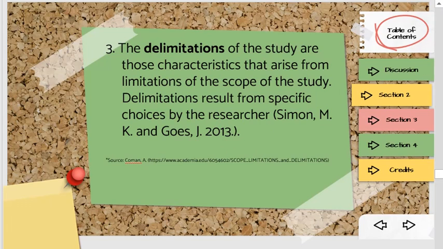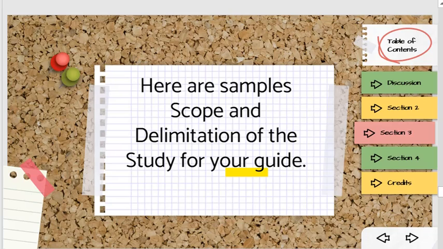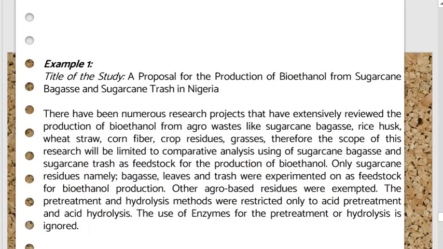And the third one is the delimitations of the study. The delimitations of the study are those characteristics that arise from the limitations of the scope of the study. The delimitations result from specific choices by the researcher. So again, that is according to Simon M.K. and Gose J. 2013. Here are some examples of scope and delimitation of the study for your guide. I need you to read along with me.